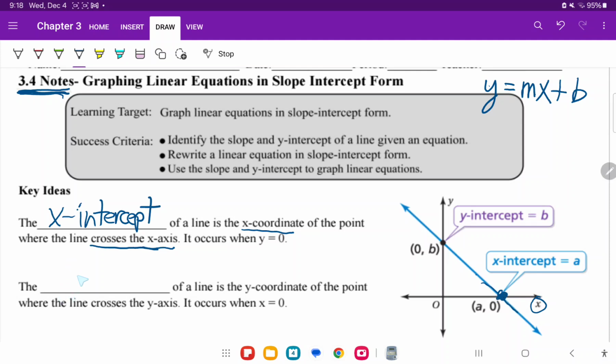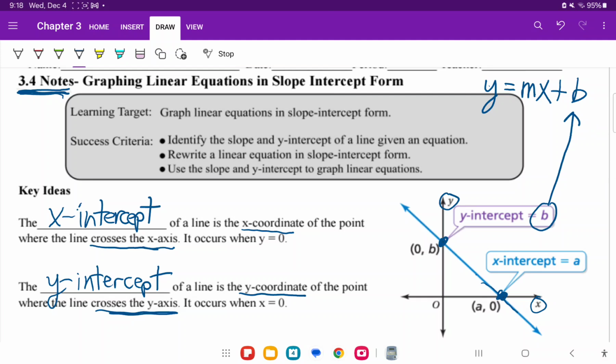And then similarly, the y-intercept of a line is the y-coordinate of the point where it crosses the y-axis. Right here, this is our y-intercept because it's where it crosses the y-axis. That's the most important one that we're going to use. Notice the y-intercept is b, and it's what we're adding to our formula right there.